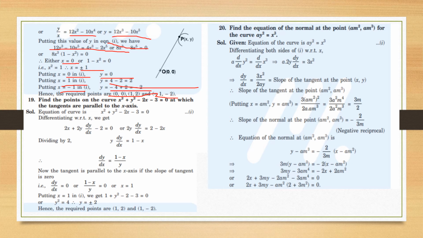Okay, so number 19 is, find the points on the curve x² plus y² minus 2x minus 3 equal to 0 at which the tangents are parallel to the x-axis. So tangent parallel to x-axis means the slope is 0. Slope of tangent is 0. This is again my curve, and the derivative is (1 minus x) upon y. Now the tangent is parallel to the x-axis, that means the slope of tangent is 0. So (1 minus x) upon y equal to 0 gives me x equals 1. I'll put it back here, so y² I'll get 4, that is y is plus minus 2. So the points are (1, 2) and (1, minus 2).